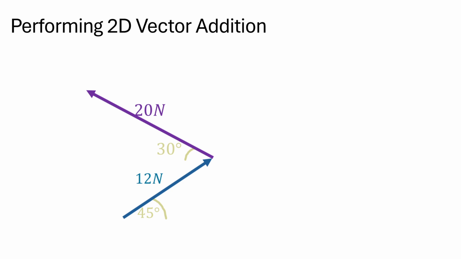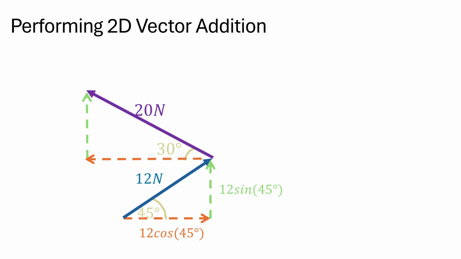So let's resolve both of these vectors, the 12 Newton vector and the 20 Newton vector. The horizontal component of the 12 Newton vector will be 12 cosine 45 degrees to the right. Direction's important here because we're dealing with vectors, and when we add up the component vectors, they can either add up to support each other, or they can partially cancel each other out. So you need to keep in mind we have to consider the directions as well. And the vertical component of the 12 Newton vector will be 12 sine 45 degrees upwards. Similarly, for the 20 Newton vector, it'll be 20 cosine 30 degrees to the left and 20 sine 30 degrees upwards.